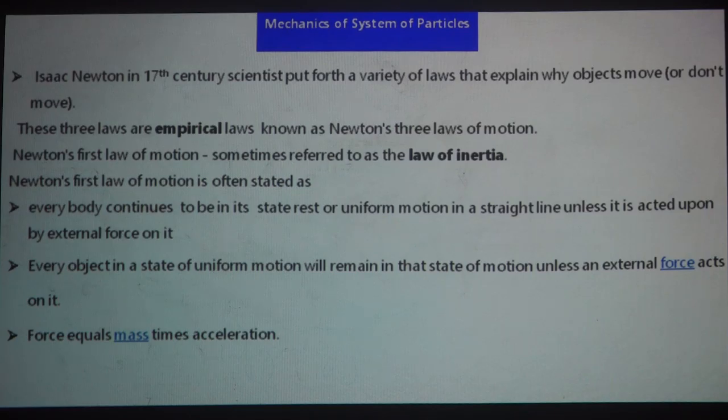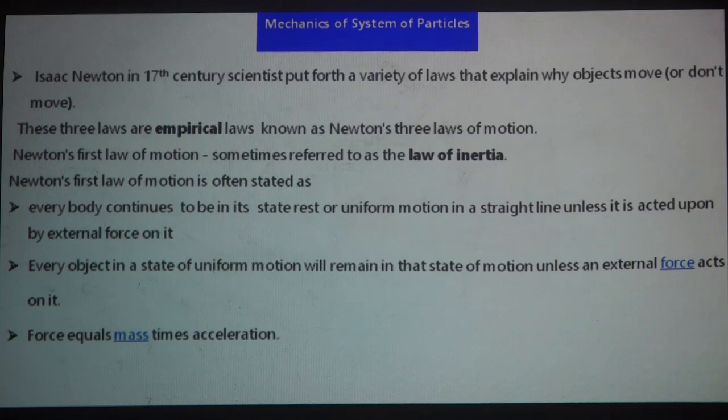Now mechanics is a branch of physics which deals with the motion of material bodies, or mechanics is a science of motion of bodies which involves two aspects. First one is kinematics, second one is dynamics. Kinematics involves the motion of material bodies, which describes quantities like displacement, velocity and acceleration.